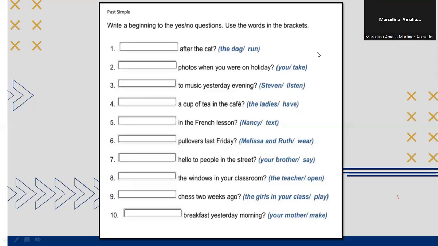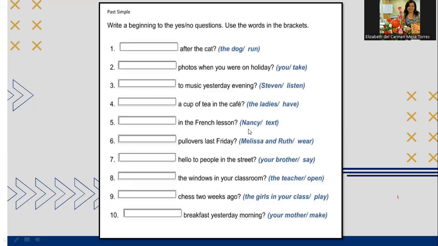Number five es esta. Did Nancy text in the French lesson? Yes, she did. Very good. Thank you, Nancy. Number six. Ahora sí. Melissa and Ruth were playing last Friday. Repitamos la pregunta. Melissa and Ruth. ¿Qué falta de Melissa and Ruth? Did Melissa and Ruth wear pullovers last Friday? Correct. Yes, they did. Very good. Thank you. Number seven.